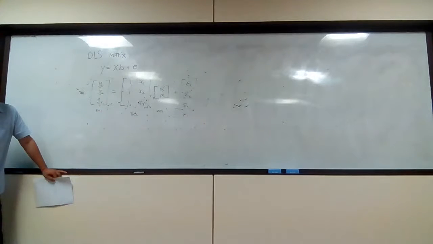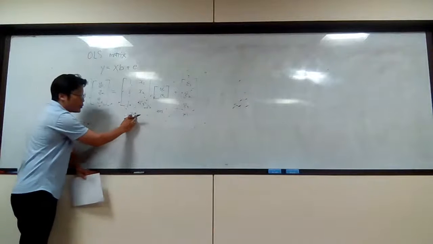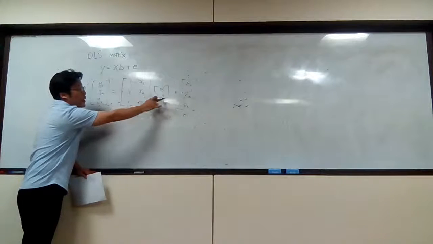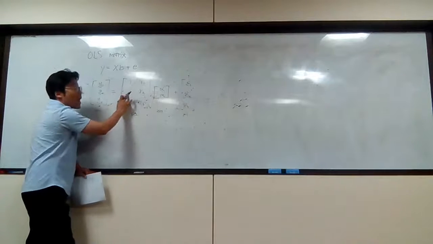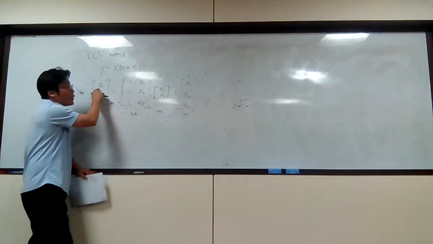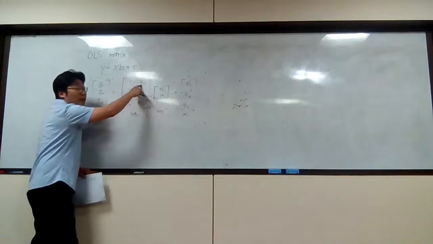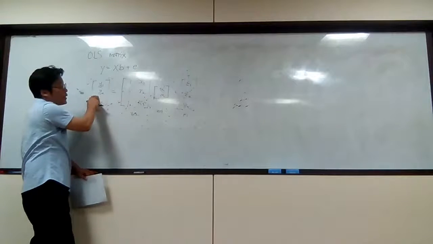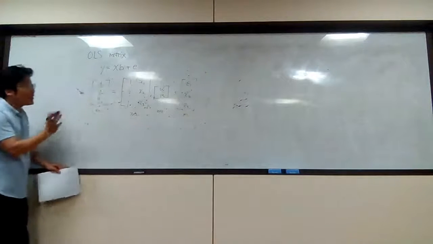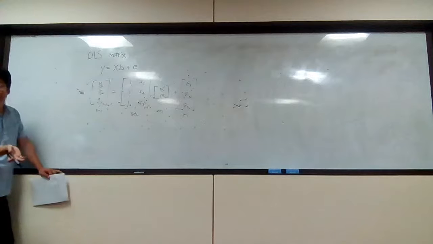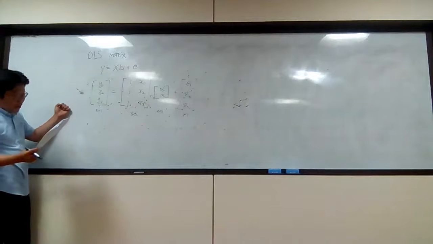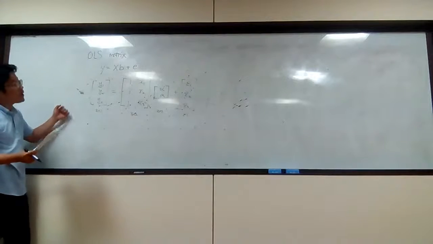Then this is the same as 3 by 2 and 2 by 1. Then this one is alpha plus beta x1, alpha plus beta x2 plus epsilon 2, something like that. So y1 equals alpha plus beta x1 plus epsilon 1, y2 equals alpha plus beta x2 plus epsilon 2. We write this kind of thing in this matrix version. So this is the OLS matrix version, and we have some kind of assumptions.